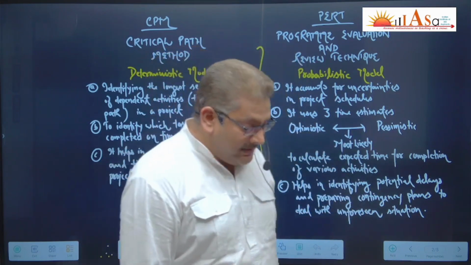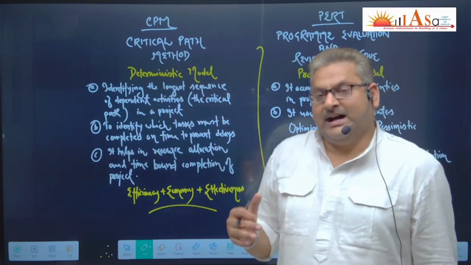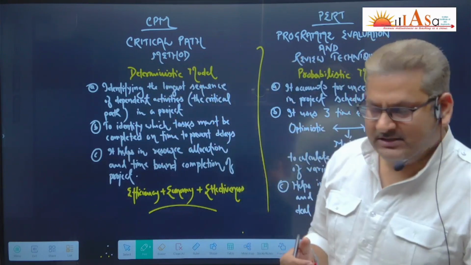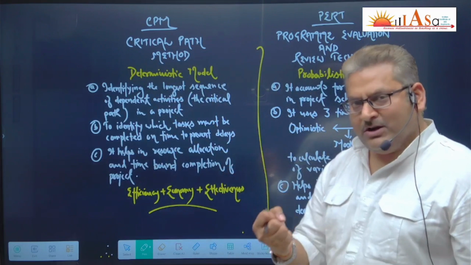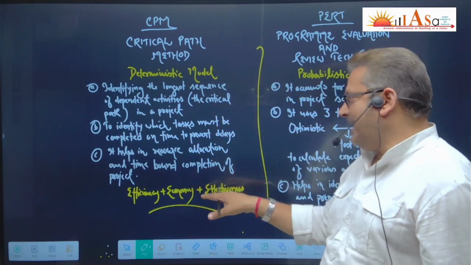Critical path means that you also make an assessment that if you follow this path, how much time it will take. So things will remain under your control. So basically the focus of CPM is on efficiency, economy and effectiveness.